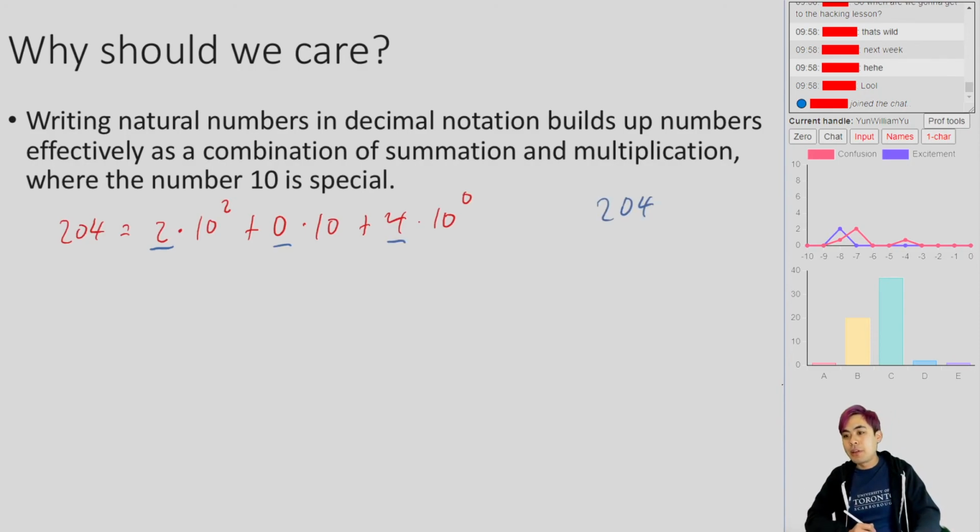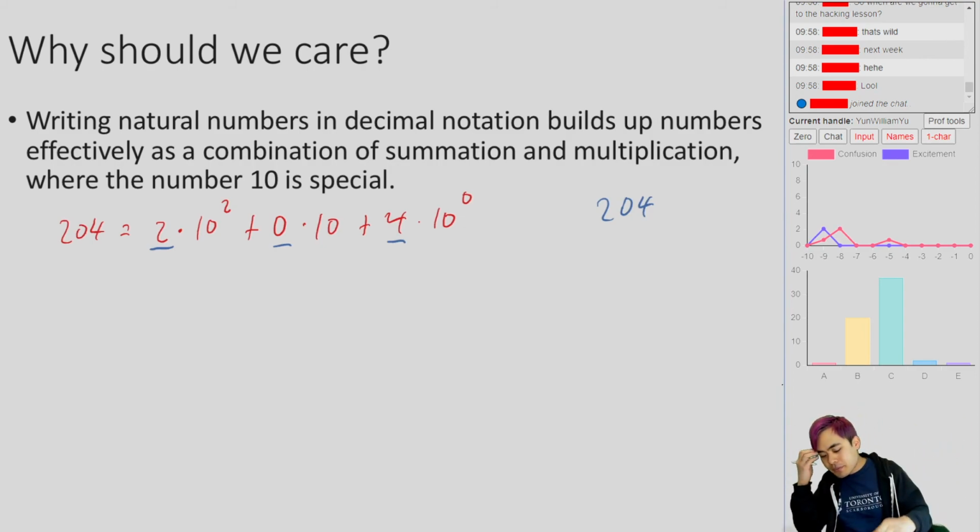That requires that we use a combination of summation, so addition and multiplication, and we also make the number 10 special. That's what we call our base. This way of writing out numbers is really nice because it's pretty easy to see when one number is bigger than another, and it's pretty easy to write out pretty big numbers. But it does require the number 10 being special.